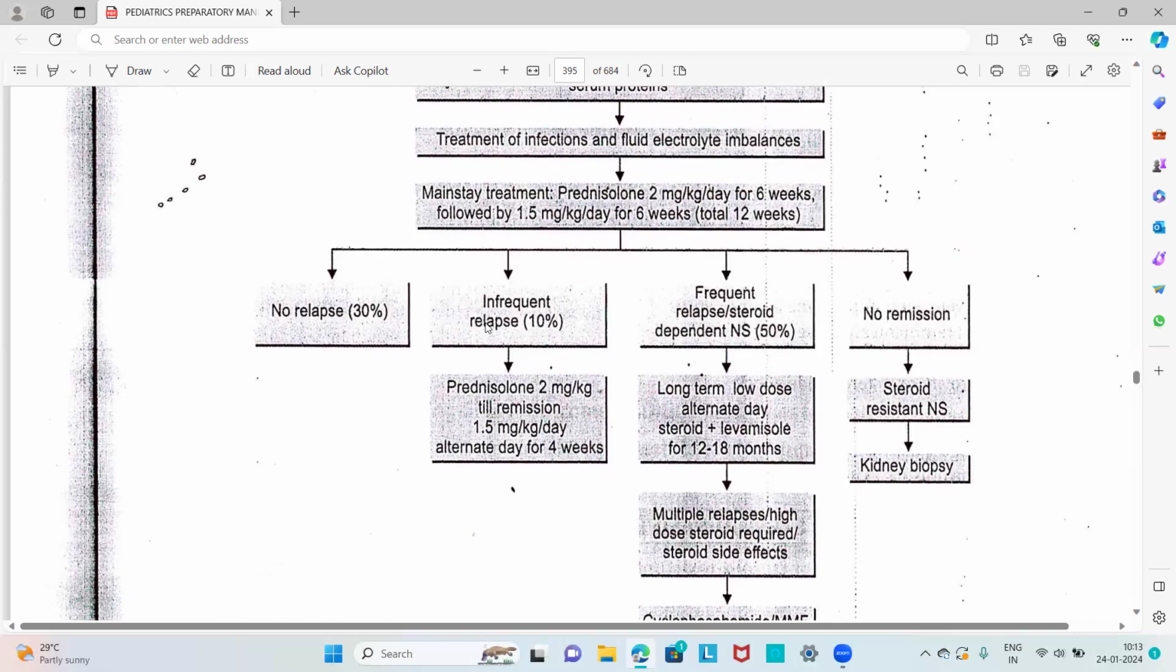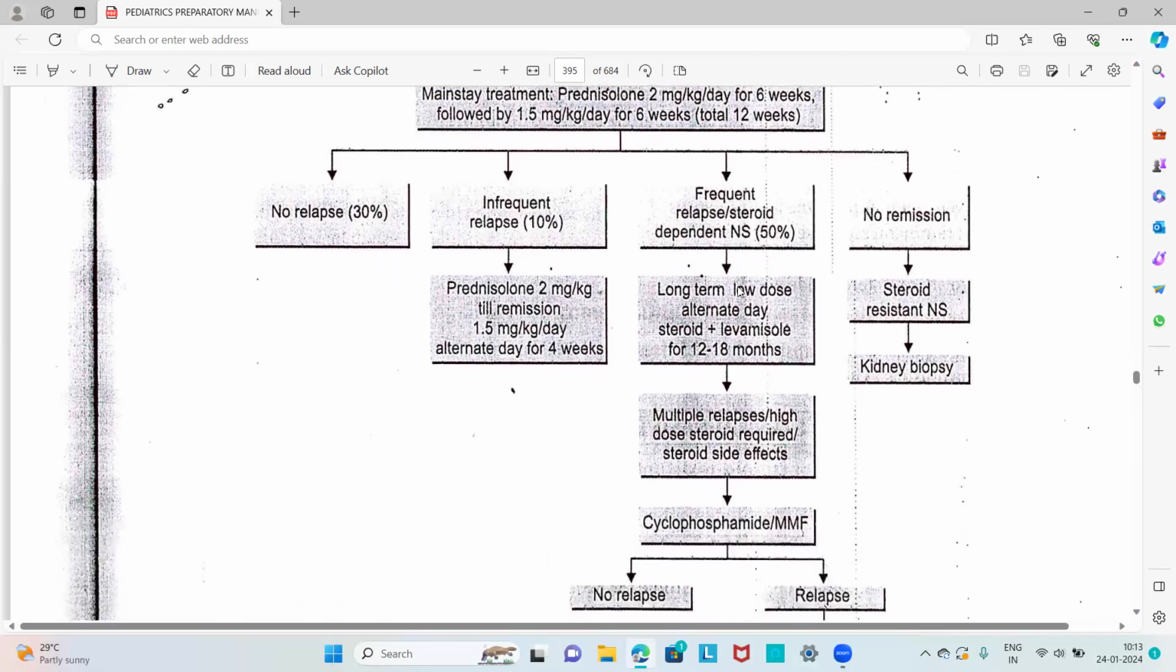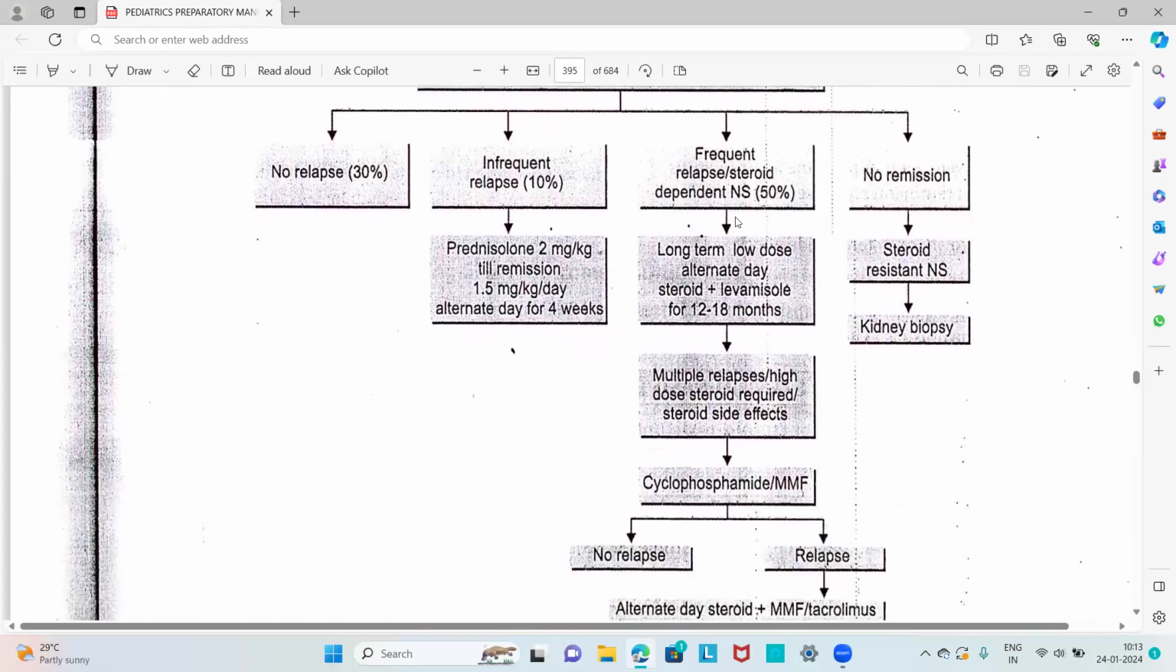stopped. In the case of infrequent relapse, we have to go for prednisolone 2 milligram per kilogram till remission. That is followed by 1.5 milligram per kilogram per day, alternate day for 4 weeks. In the case of frequent relapse or steroid dependent nephrotic syndrome, we have to go for long-term low dose alternate day steroid plus a steroid sparing agent such as levamisole for 12 to 18 months. Multiple relapses or high dose steroid required, or steroid side effects are there.